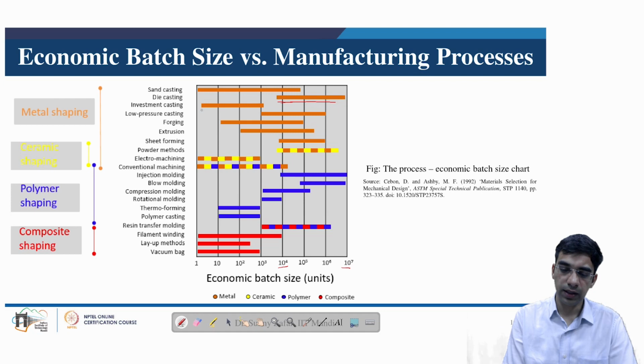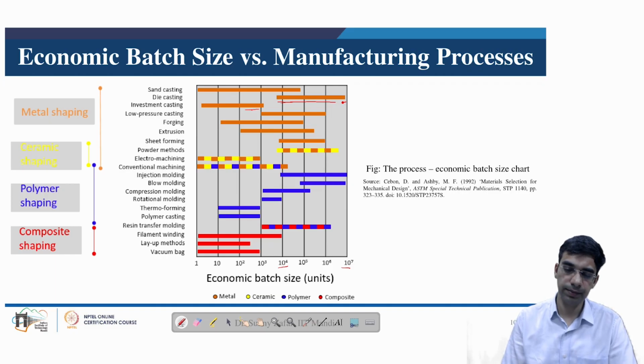So again, we will take the example of, say, investment casting, which is suitable up to a small batch size, up to say 10 raised to power 3. If we compare this with, say, sand casting, it is economical to produce up to say 10 raised to power 5. And if you compare it with die casting, it is able to produce up to 10 raised to power 7 units economically.